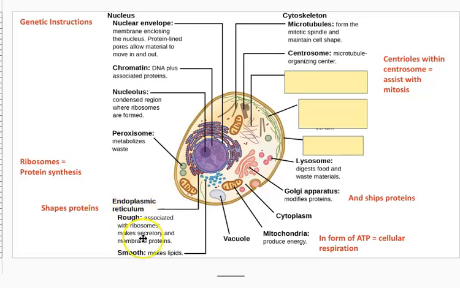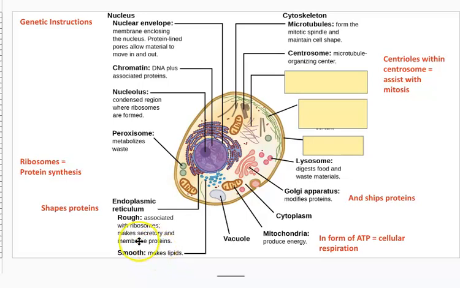Then you have the rough and smooth endoplasmic reticulum. In general, the rough endoplasmic reticulum shapes proteins. It is called rough because it has ribosomes on it. That's what makes it rough. Once the protein is made, remember proteins are made of amino acids, once that strand of amino acids is made, the ribosome, I always use the word poops, puts that protein into the rough endoplasmic reticulum, and then it's going to shape and modify the proteins.